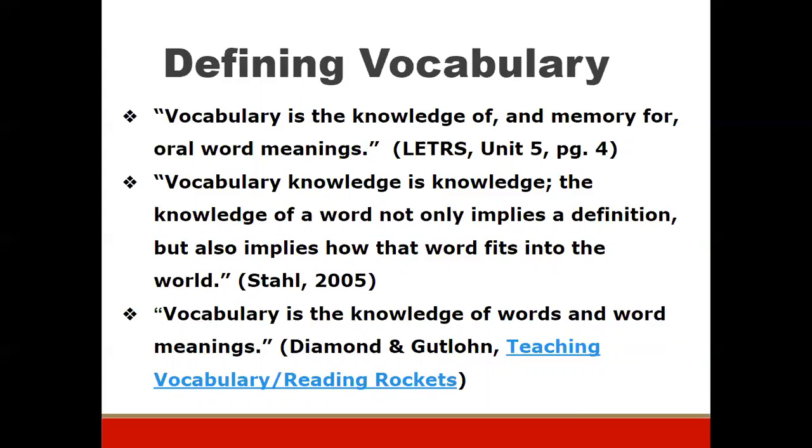The Letters Manual in Unit 5 states that vocabulary refers to the student's knowledge of and memory for word meanings. Vocabulary is demonstrated through reading and writing, as well as oral language, listening, and speaking. Since vocabulary words must have meaning and context connections, it is not the same as decoding, since you can decode words without knowing their meanings. So just because a student can read a word correctly does not mean that they know and understand the word's meaning and use. Keep in mind that vocabulary knowledge is not something that can ever be fully mastered. It is something that expands and deepens over the course of a lifetime.